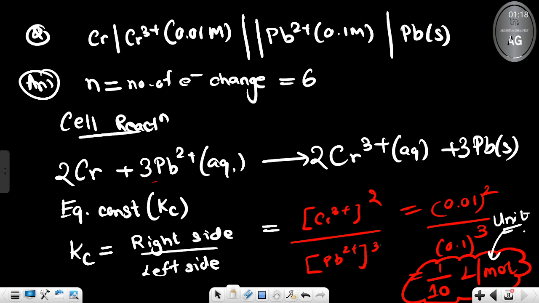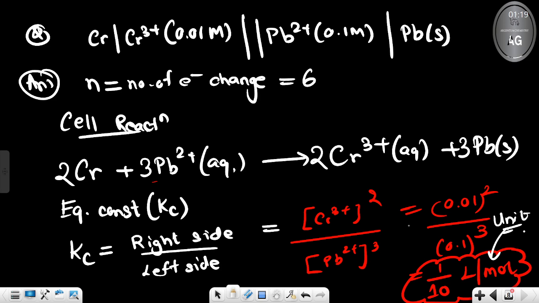Clear? See, square upon cube. The square will cancel out, so only one unit will remain, in the denominator, mole per liter. So liter will come up, mole will go down. That's liter per mole, not mole per liter, because the unit is like that. I hope you can calculate it from here itself. That's not a very big deal for you. That's why I'm not telling you to remember the unit also. Just calculate it from the given one. Clear?